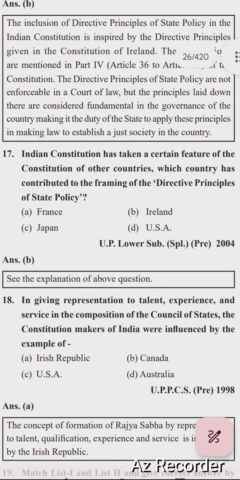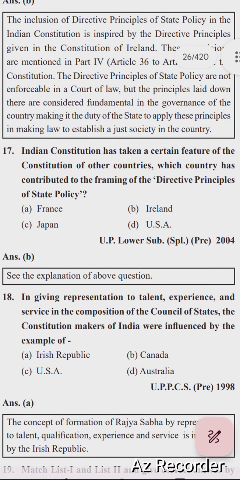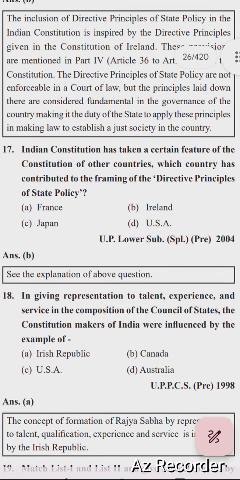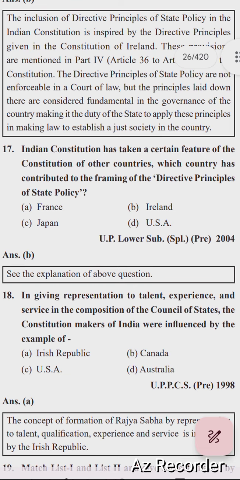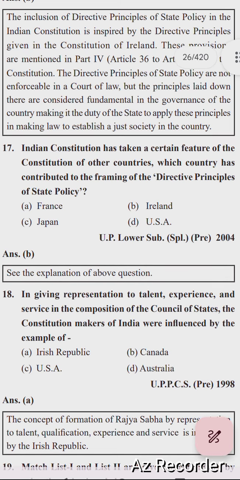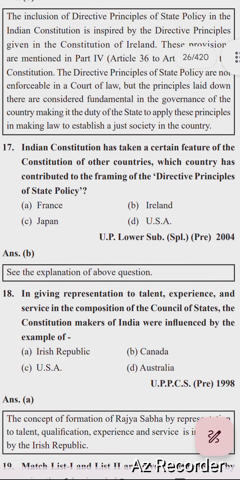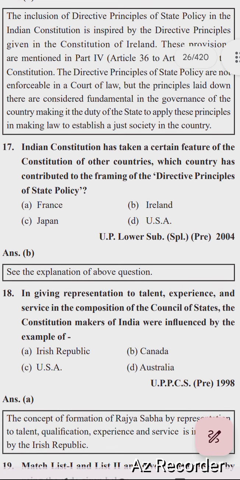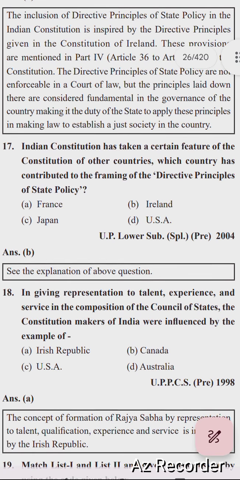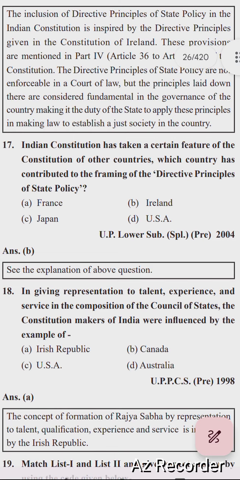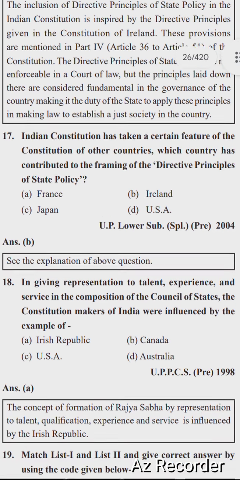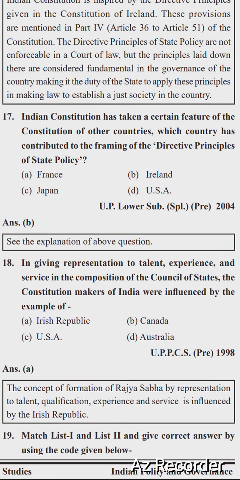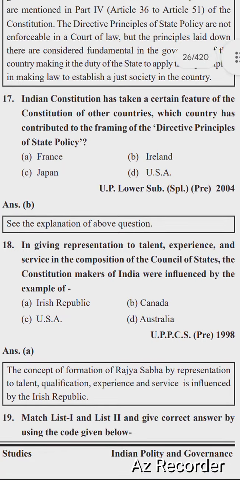Next, the Indian constitution has taken certain features from the constitutions of other countries. Which country has contributed to the forming of the directive principles of state policy? Options are France, Italy, Ireland, Japan and USA. Right option is option number B, Ireland. Right option is option number B, Ireland.